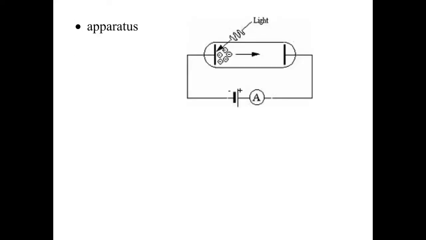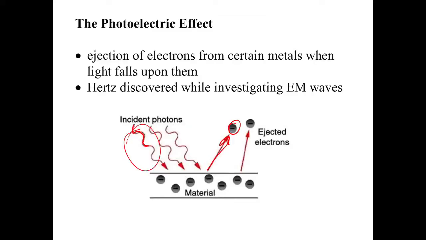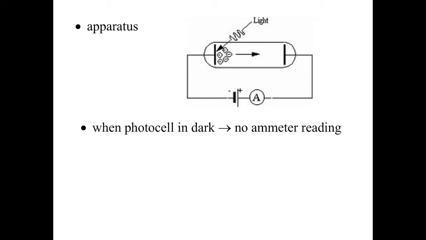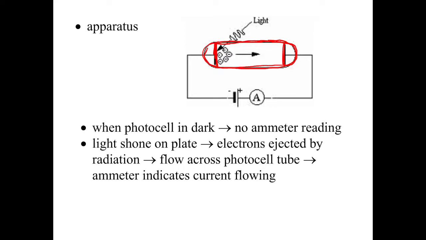So how they figured this out, because Hertz was investigating electromagnetic waves, he had this apparatus called a photocell. And basically what a photocell is, it's this. So this is the photocell part. It's an evacuated space where there's nothing but these metals, no other particles in the air, okay? And then you shine light on one of the metal parts, and then there was an ammeter reading. But of course, when it's just in the dark, there's no ammeter reading.